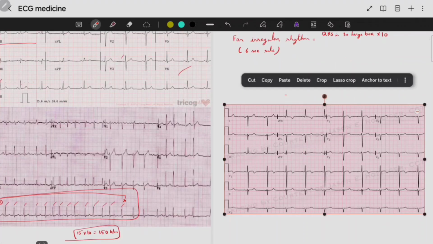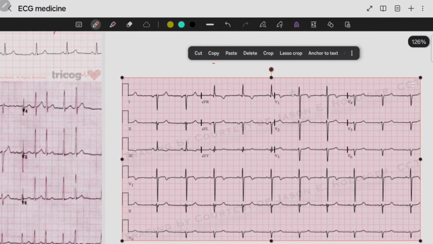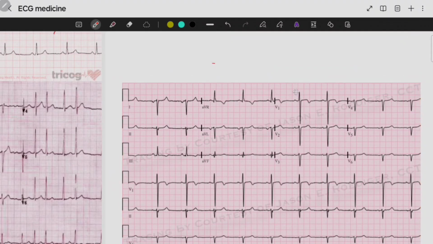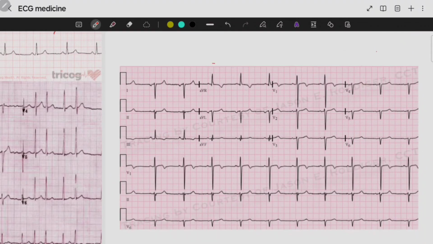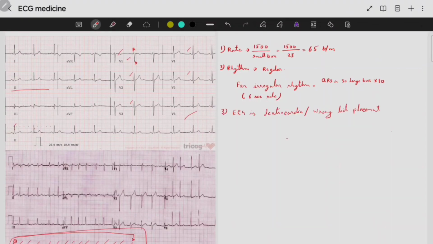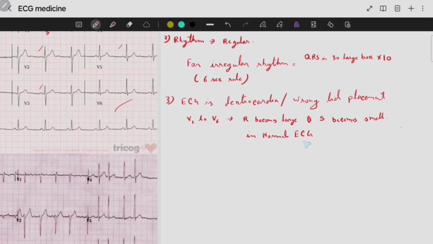Now see how a dextrocardia ECG looks. Here you can see that the R wave is getting smaller, smaller, smaller. So it is an ECG of dextrocardia. So third, you have to see whether the ECG is dextrocardia or a wrong lead placement ECG or not. In a normal ECG, if you go from V1 towards V6, the R becomes large and the S becomes small.